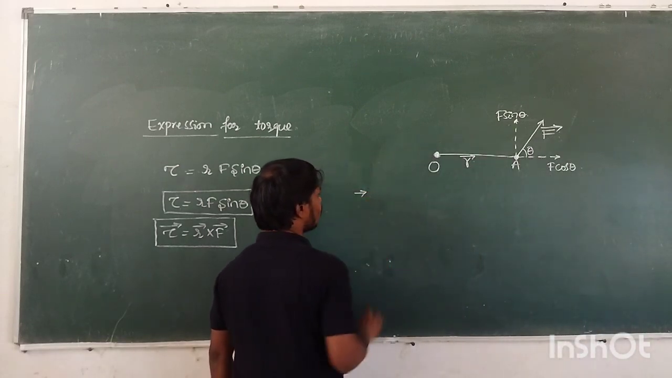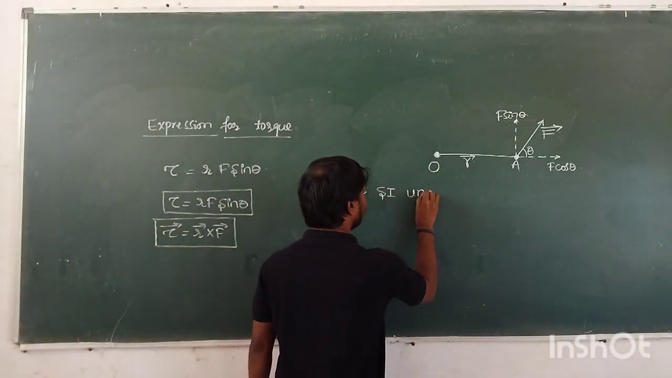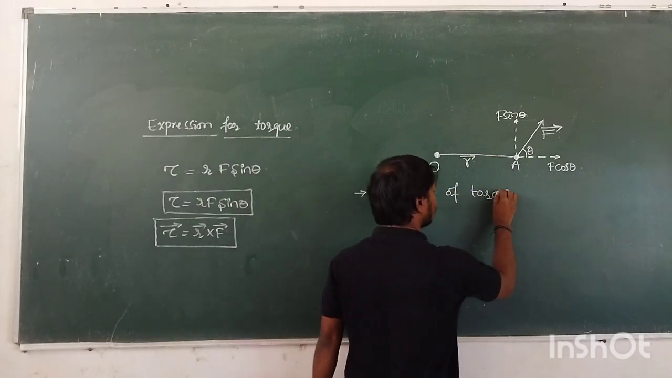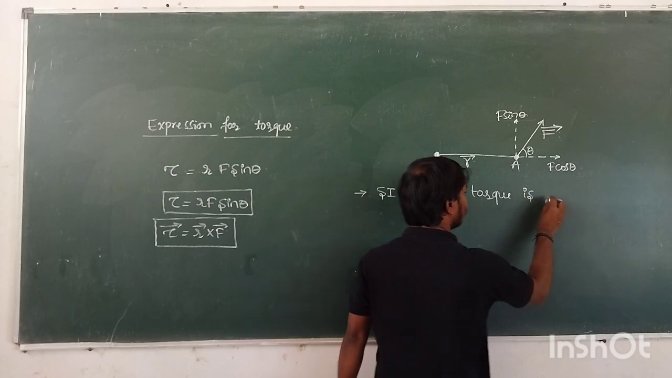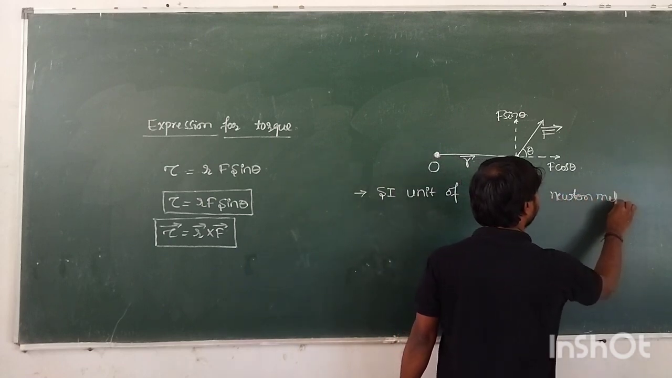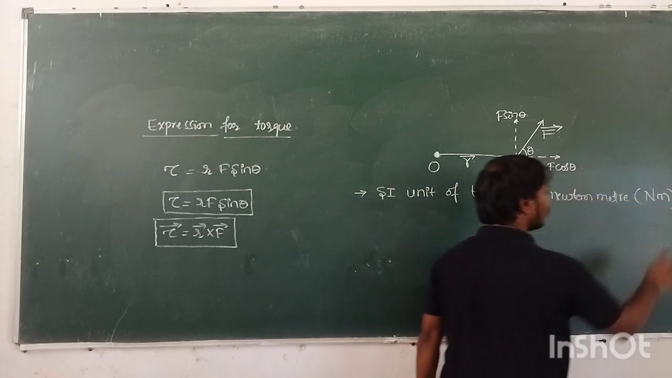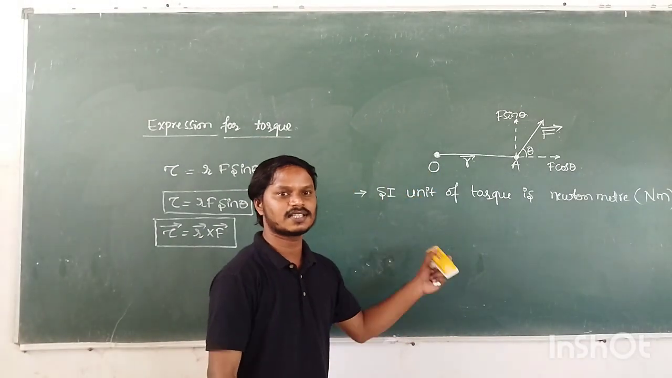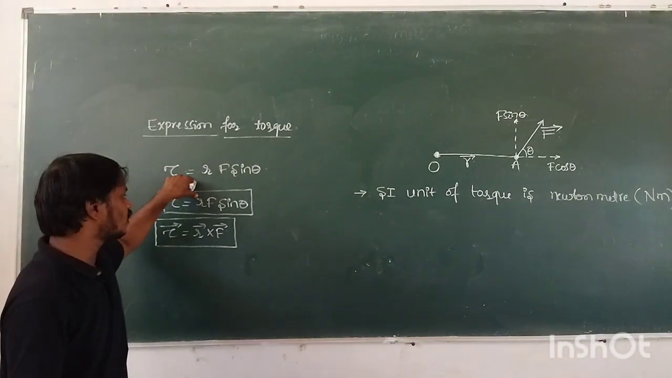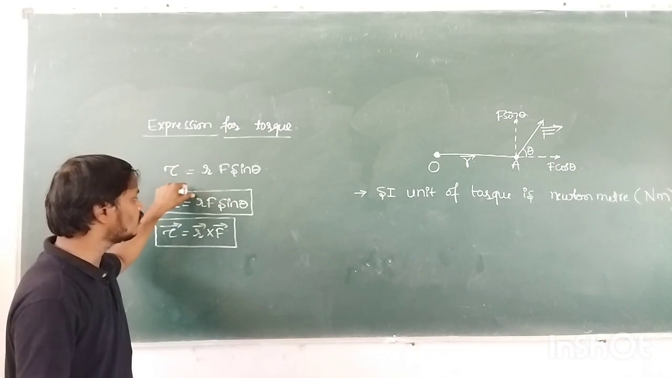So some important points about the torque. The SI unit of torque is Newton meter, capital N, small m. That is the symbolic representation of Newton meter. The position vector is measured in meter and force is measured in Newton. That is why it is a Newton meter.